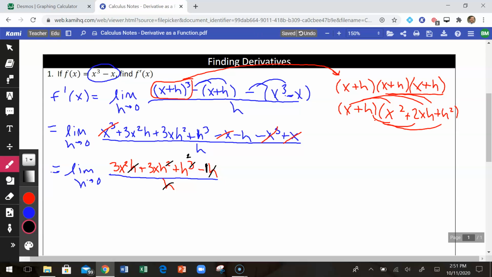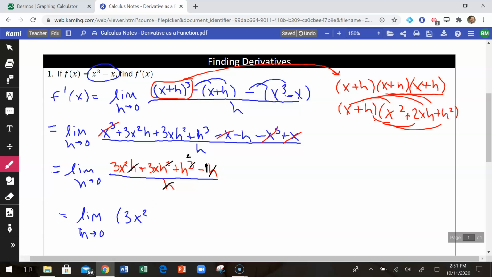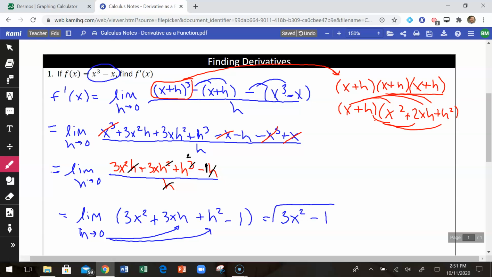So my next step would be the limit as h approaches 0 of 3x squared plus 3xh plus h squared minus 1. And at that point in time, I can evaluate my limit by plugging in 0 for my h's, and I end up with 3x squared minus 1.